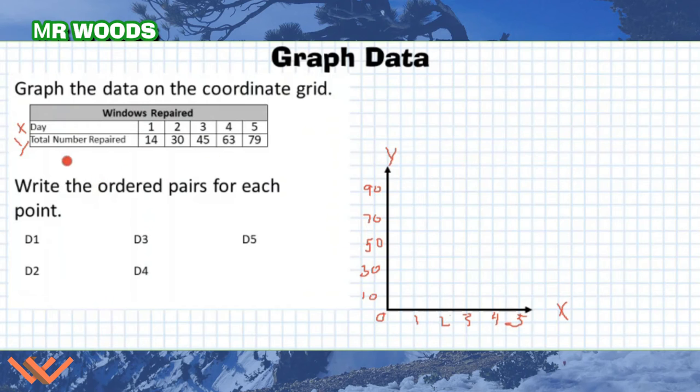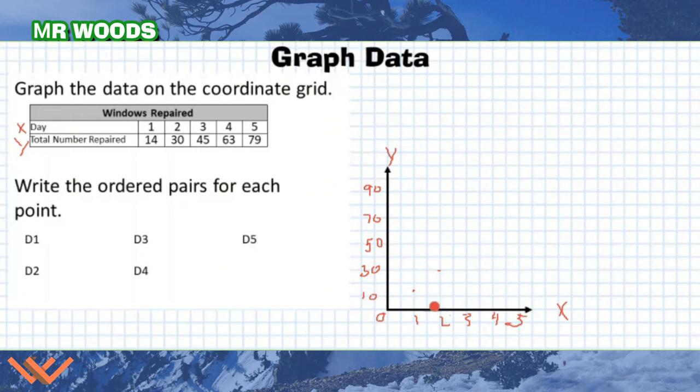So I can come over here and I can plot it. So day one, total number repaired. There's 14. So I say day one, there's 1, and then 10. And then in between 10 and 20, there's not quite halfway, but I'm going to put a dot there. That's going to be 14. Day two, a total number was 30. So day two, I'm going to come right up here. So 10, 20, 30. Put it right there.